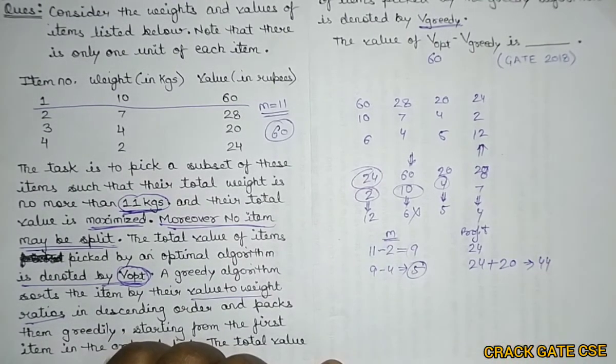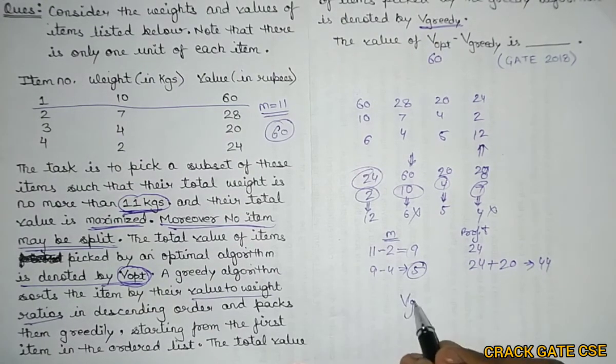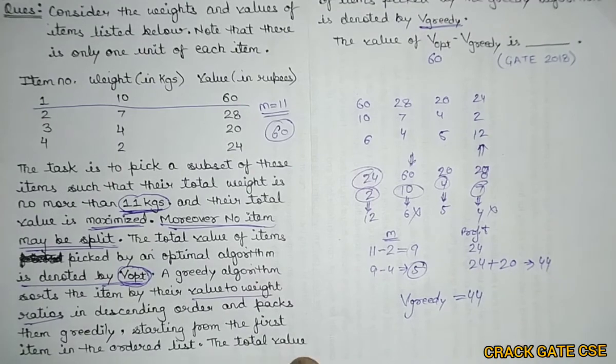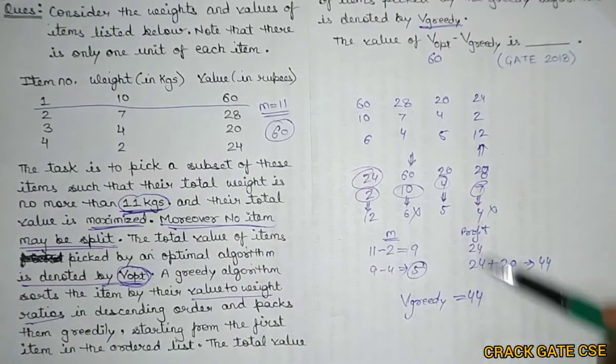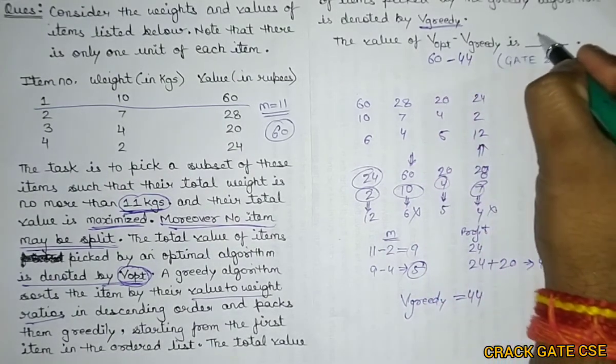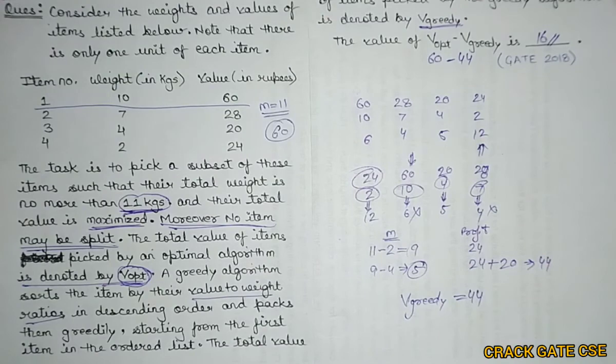So the total profit is 44. Similarly, now you can see that we have capacity 5 and the weight is 7. That means we cannot take this also. So V greedy is equal to 44. If you subtract 44 from 60, 60 minus 44, this will give you the answer 16. So the answer for this particular question is 16. This was a numerical answer type question in GATE 2018.